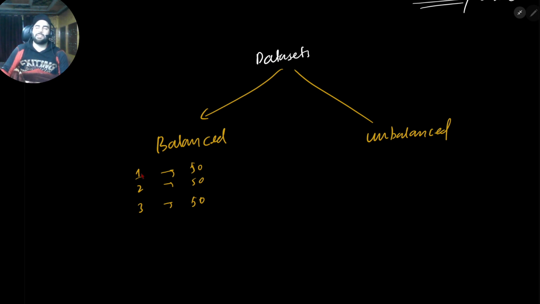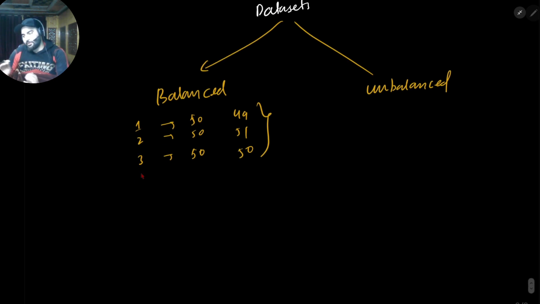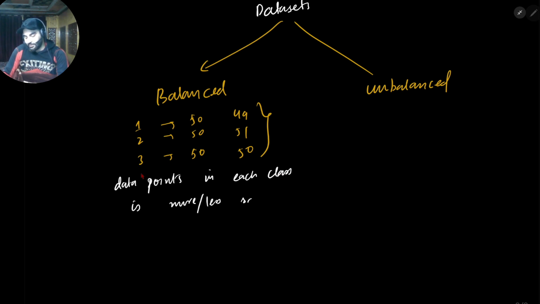There can be a difference of 5 points, 1 point, 2 points, but for example 49, 51, or 50, this will also be considered a balanced data set. So in each class, if the number of points is more or less the same, they differ in very few points. So the data points in each class are more or less the same. So 49, 51, 50 can also be considered balanced.